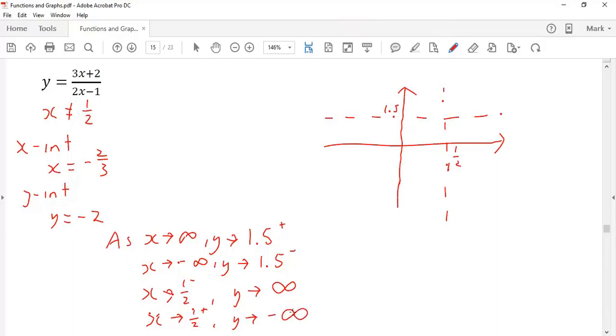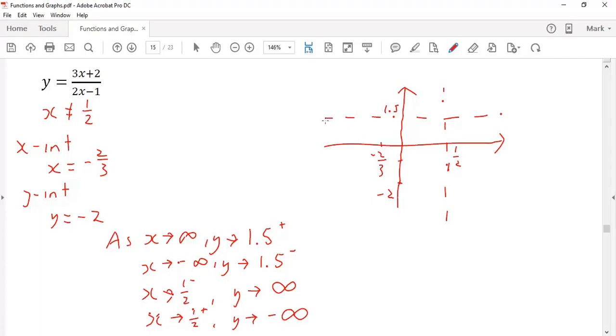So now we know that the x-intercept of our graph is negative 2/3. So that'll be roughly here. Sorry, here. And the y-intercept is at negative 2. So we'll just say it's down there. And we know as x heads towards negative infinity, it heads towards 1.5 but underneath it.